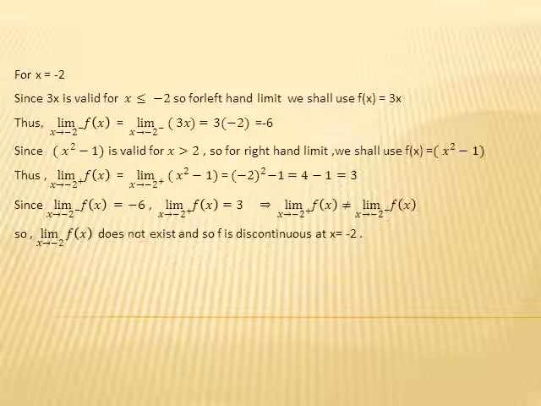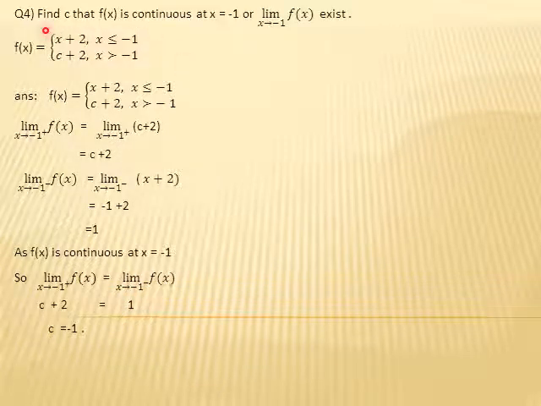Okay, this is question number 4: f of x is continuous at x equal to minus 1, so we need to find c. You have to find c such that f of x is continuous at x equal to minus 1, or the limit as x approaches minus 1 of f of x exists. Both are the same thing.